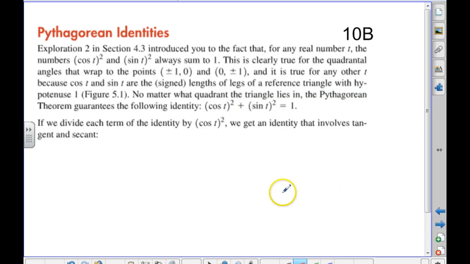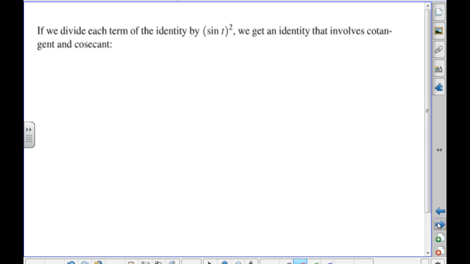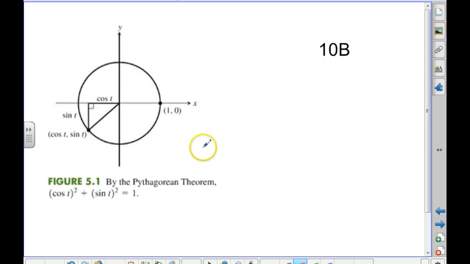Then there are 3 very important identities called the Pythagorean identities. And they're really built off of the unit circle. If we go here, cosine is the x value and sine is the y value. And if we make this a unit circle with a radius of 1, the equation of that circle is cosine squared plus sine squared equals 1.